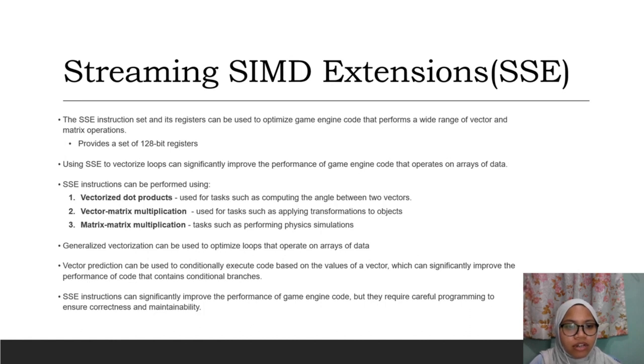And then next, the general vectorization also can be used to optimize loops that operate on arrays of data. So it suggests that when writing the optimized code, we need to check the compiler based on what we want to do. Next, the vector predication also can be used to execute code based on the values of a vector, which can improve the performance of code. And then the SSE instruction also can improve the performance of the game, but we need to have careful programming to ensure the correctness and the maintainability.